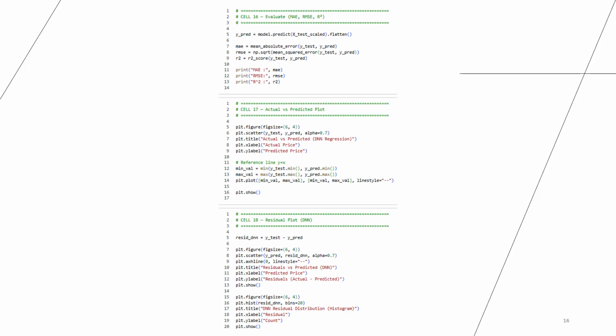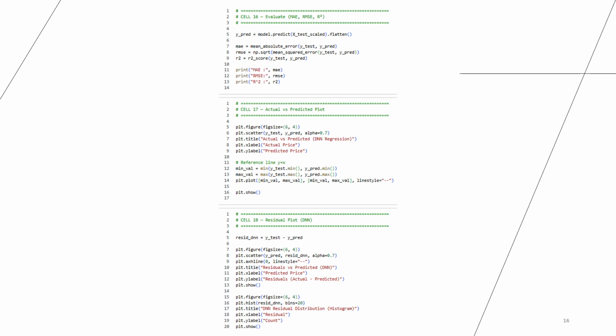Next, we calculate several standard metrics used for regression evaluation. The first metric is mean absolute error, or MAE, which measures the average absolute difference between the predicted values and the true values. This gives us an intuitive measure of how far off our predictions are on average. The second metric we compute is root mean squared error, or RMSE. This metric is based on the squared differences between predictions and actual values, which means it penalizes larger errors more heavily. RMSE is often used because it emphasizes large prediction mistakes that may be particularly important in real-world applications.